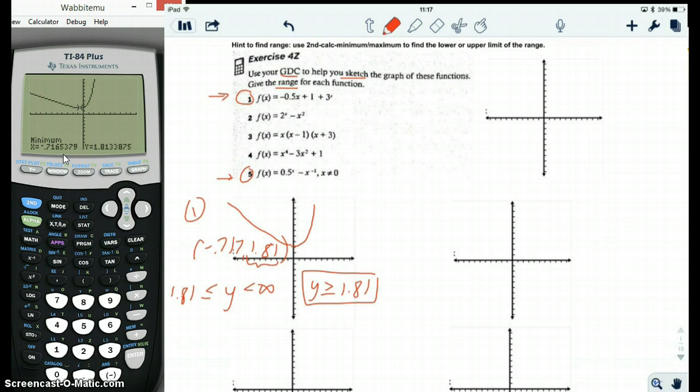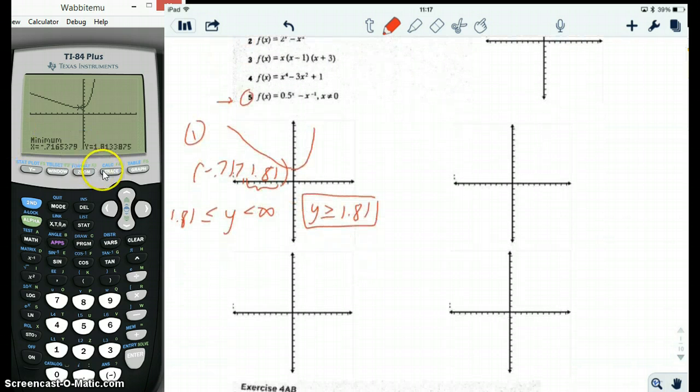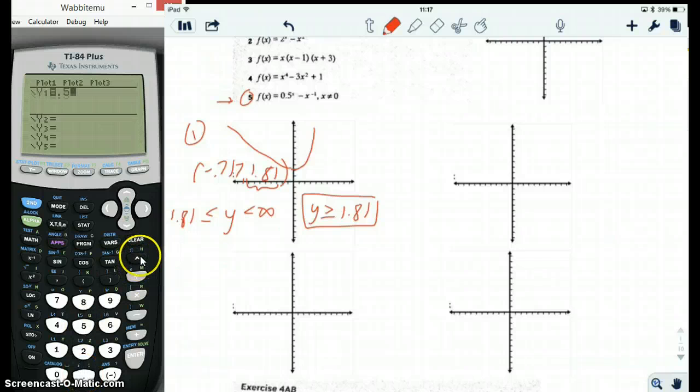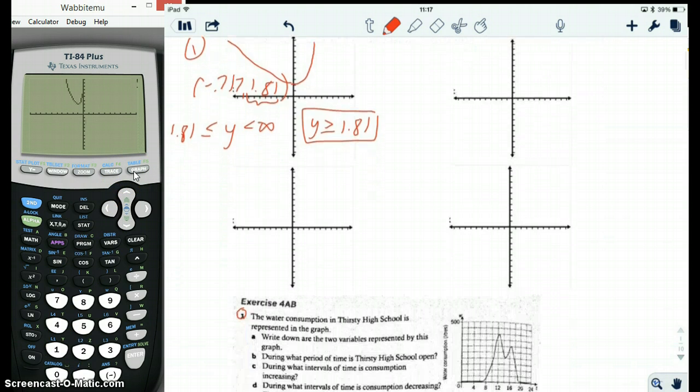Okay, now let's go to number 5. Okay, so let's put that in the calculator. We'll clear out this one. We'll put in 0.5 to the x minus x to the negative 1. Graph. Okay, and number 5 goes down here. Oh, that's an interesting one. It looks kind of like that. Like a smashed parabola, and then this looks kind of like a hyperbola.